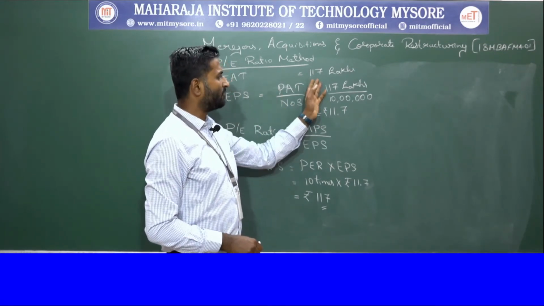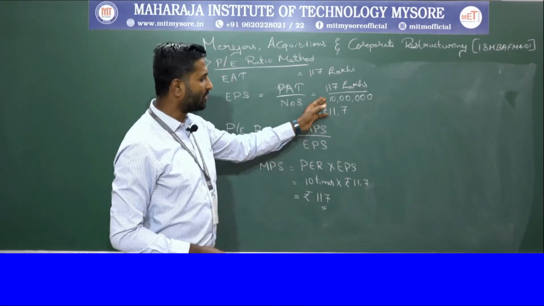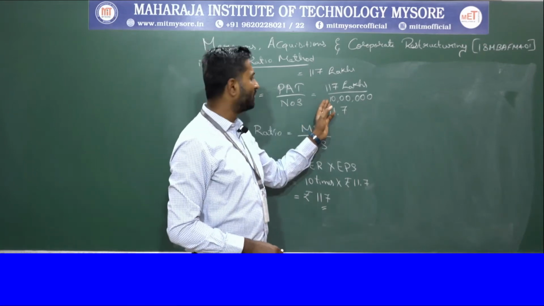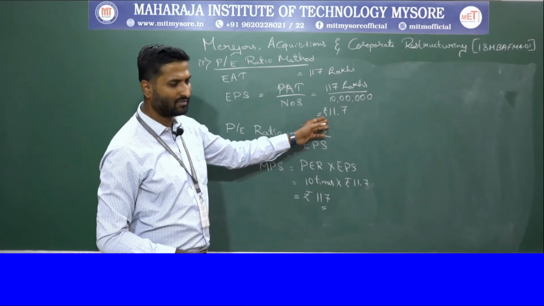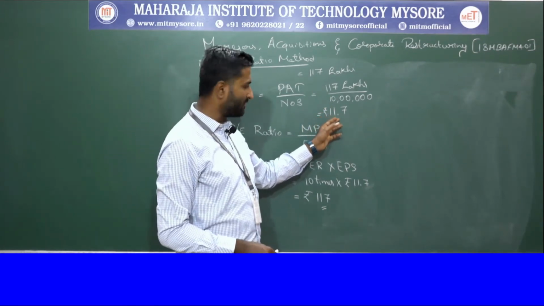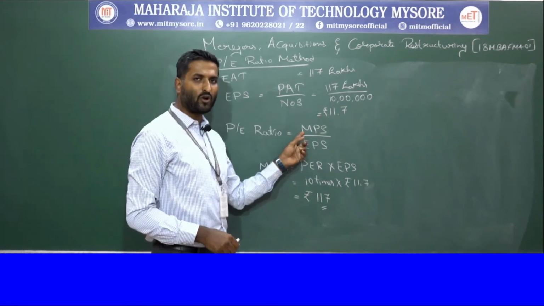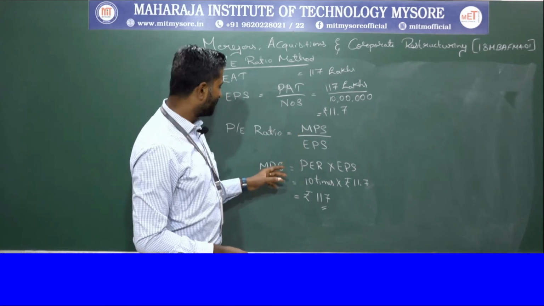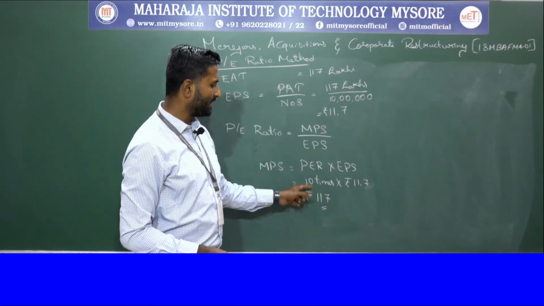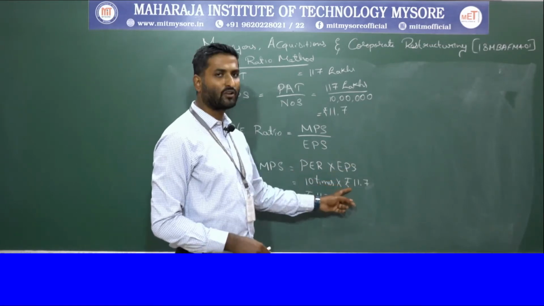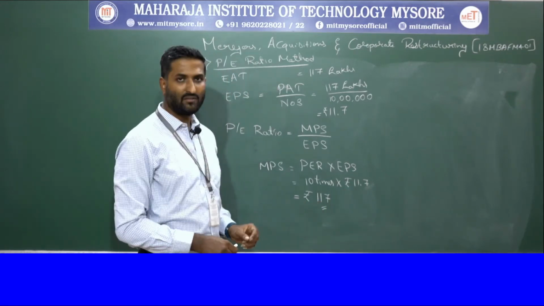So PAT they have given in the problem is 117 lakhs, and the number of shares is also given in the balance sheet, that is 10 lakh shares. When we divide it, we get EPS, earnings per share, of 11.7. After that, we use the PE ratio formula to determine the MPS. So MPS equals PER into EPS. The PER given in the problem is 10 times, and we multiply it with 11.7, resulting in 117 rupees as the market price.